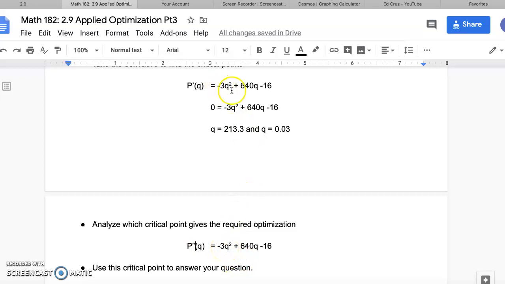So the second derivative test says take the derivative of this thing, so I'm going to bring down 2, and so I'll get negative 6. We'll get rid of that power, and then this will be just a 640, and then the minus 16. So with this, we want to see what will happen when we plug in different values for our numbers here. And so let's test out. So check each critical point into the second derivative.